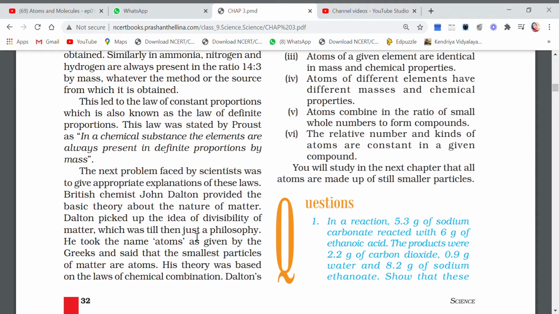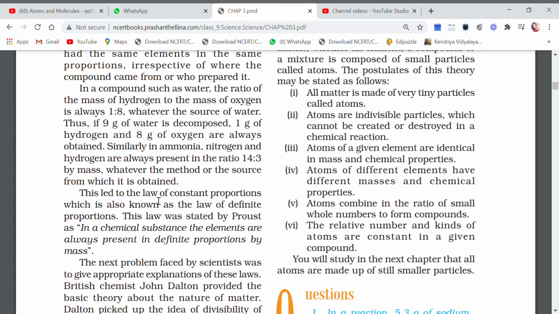Okay. Now children, next portion here that we are going to study in your NCERT is the next problem faced by scientists was to give appropriate explanation of these laws. Before this children, one more question that I wanted all of you to do. As you have seen in the second video, I taught you how to take out the ratio of the elements combined to make a compound. आपने वाटर का रेशियो भी निकाल लिया, हाइड्रोजन ऑक्सीजन का रेशियो वाटर के फॉर्मेशन में. आपने कार्बन डाइऑक्साइड एंड ऑक्सीजन का रेशियो भी देखा कैसे निकालते हैं.